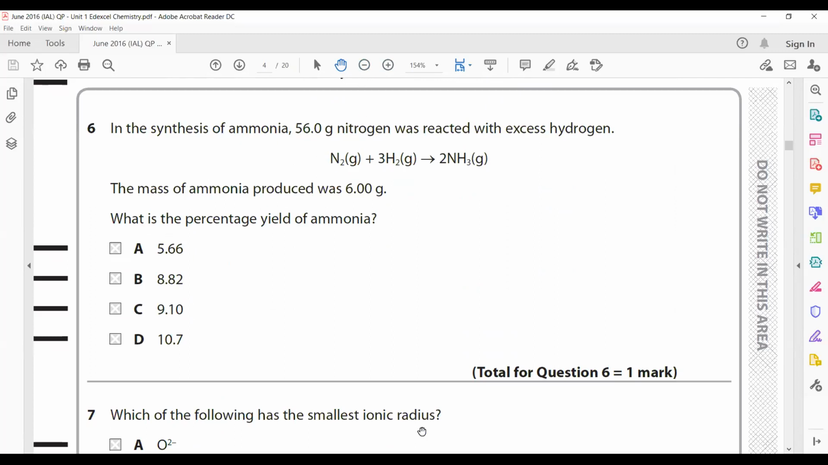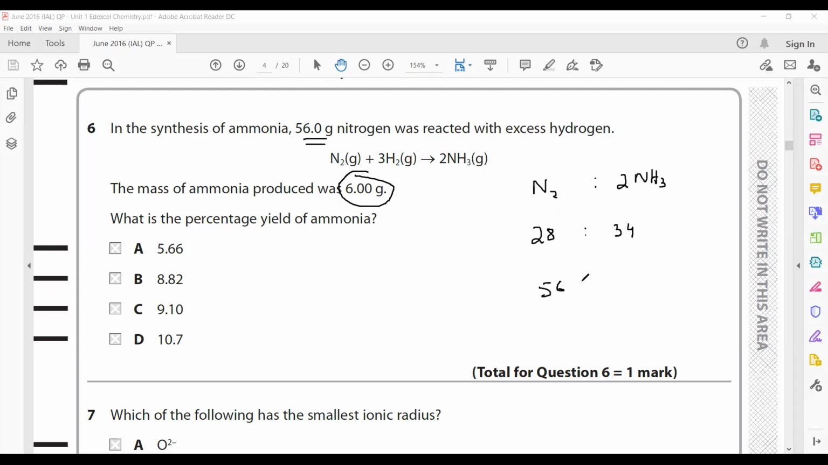So basically, the percentage yield is a practical value of a product divided by theoretical value into 100. So practically, we are getting 6 gram of ammonia from 56 gram of nitrogen. But theoretically, how much we should get? So the ratio nitrogen and ammonia, because the mass is given, so what is the ratio of the mass? So nitrogen 14 multiplied by 2, that is 28. And ammonia, nitrogen is 14 plus hydrogen 3, 17 multiplied by 2, 34. So the ratio is 28 will give 34.